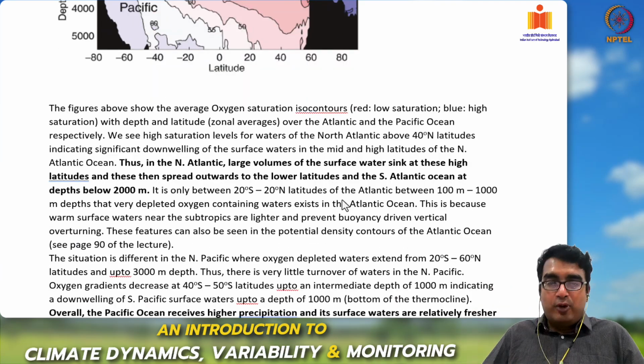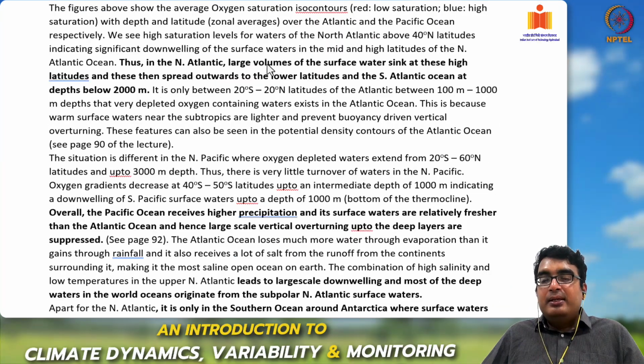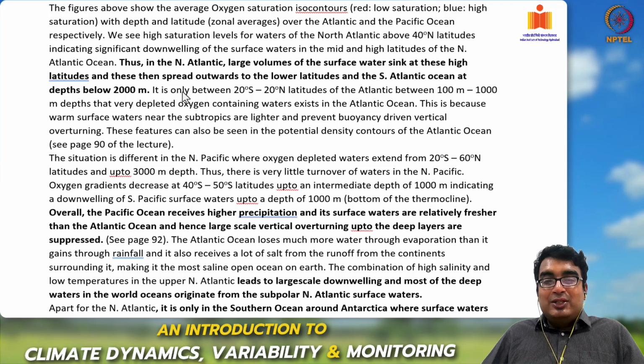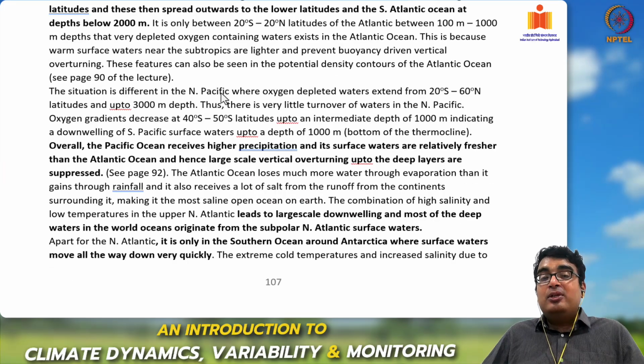So what are the main points? In the North Atlantic, large volumes of the surface water sink at these high latitudes, and these then spread outwards to lower latitudes and the Southern Atlantic Ocean at depths below 2000 meters. It's only between 20 degrees south and 20 degrees north latitudes of the Atlantic Ocean in the thermocline region that you are getting very depleted oxygen concentration. The situation is different in the North Pacific, where oxygen depleted waters extend from 20 degrees south to 60 degrees north up to 3000 meters in depth.